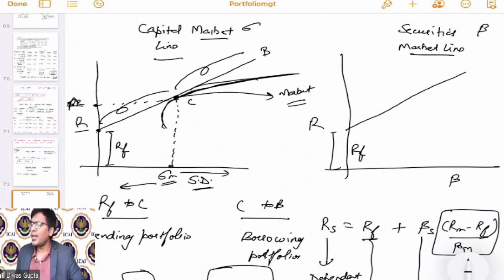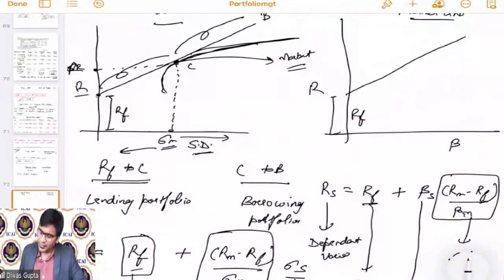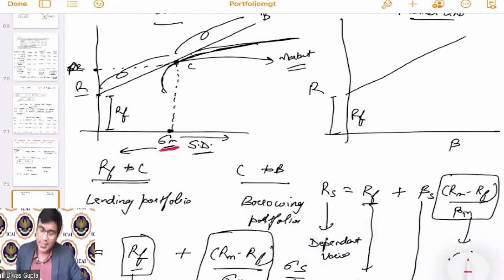Sir, please explain why RF to C is lending. Okay. So RF to C is lending because, as I told you, wherever this will intersect here, this is RM. Let me use another pen. This is the standard deviation of M. Before this, whatever is there, that means we have invested in some riskless investments as well. Then only the risk is lower than the market, right? And hence it is called lending portfolios, because we have lent to the risk-free securities. We have not invested the entire amount in the market, which carries its risk.